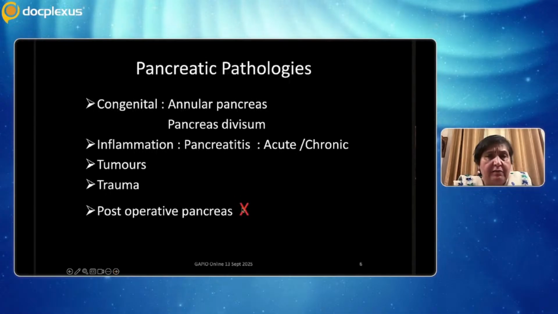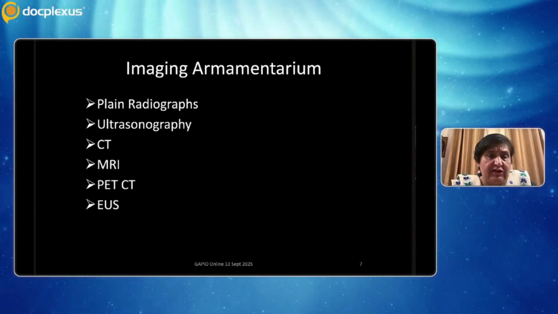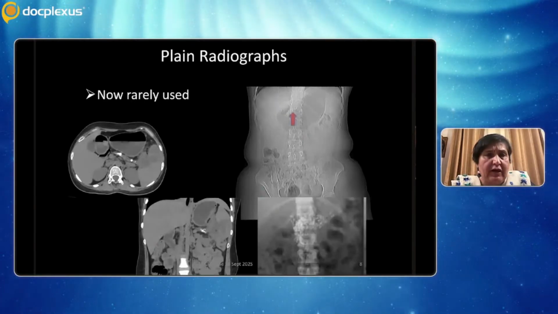Why does imaging matter? Because there are certain pathologies affecting the pancreas, like congenital anomalies, annular pancreas, pancreas divisum, inflammation, pancreatitis. We all know that it has a very high incidence of mortality and morbidity, tumors, trauma. The post-operative pancreas, I won't be covering for paucity of time. So the imaging armamentarium we have available includes plain radiographs, ultrasound, CT, MRI, PET CT, and endoscopic ultrasound. Plain radiographs now are rarely used.